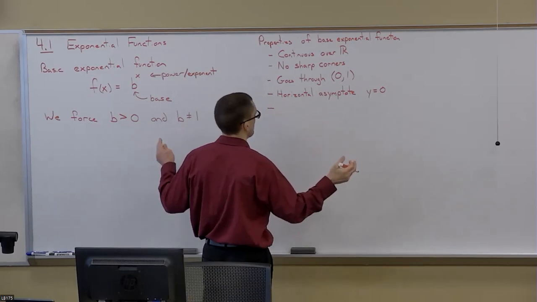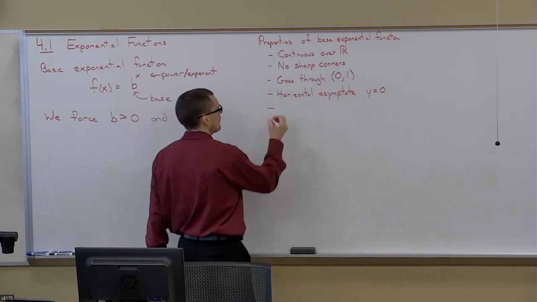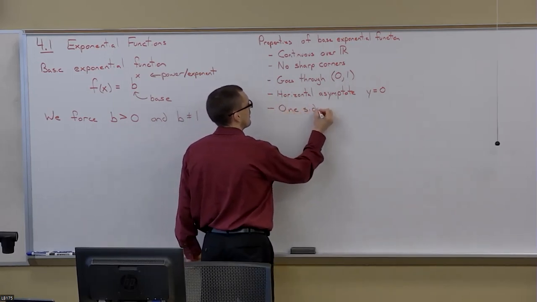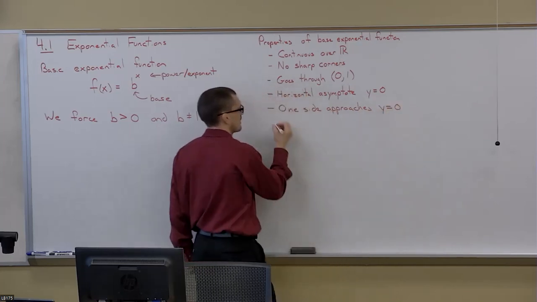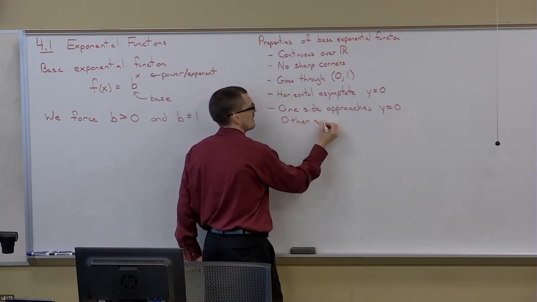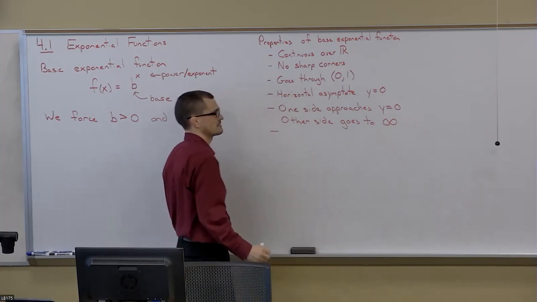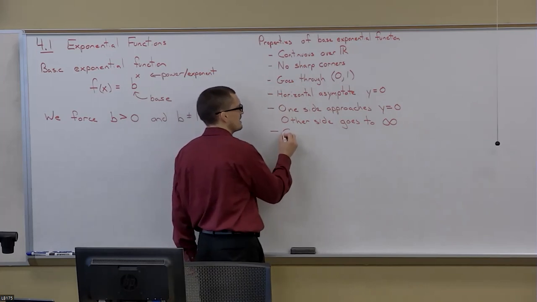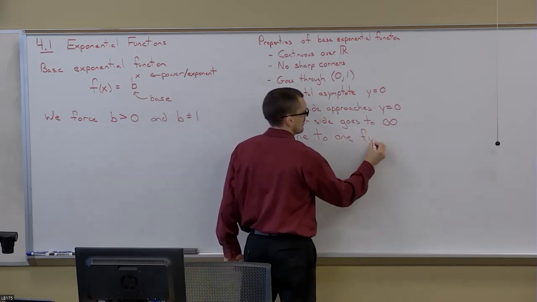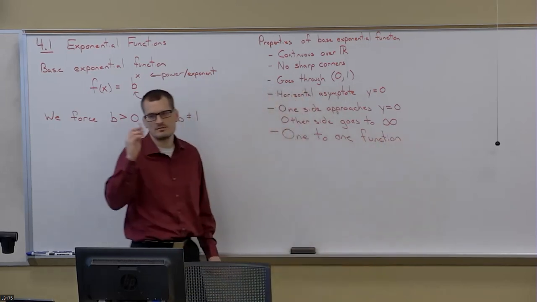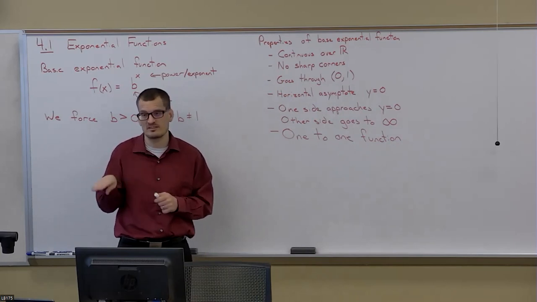On one side of the exponential function, it's going to go off to infinity. On the other side, it's going to approach the asymptote. So one side approaches a y value of 0. The other side goes to infinity. And then lastly, it is a one-to-one function. So not only does it pass the vertical line test, which makes it a function, but remember back in unit 1, we said if you pass a horizontal line test, it's a one-to-one function.